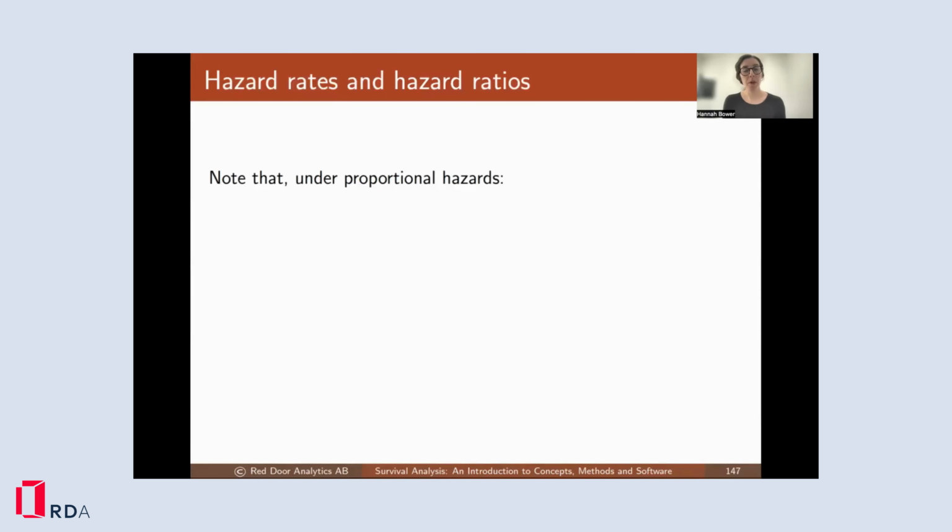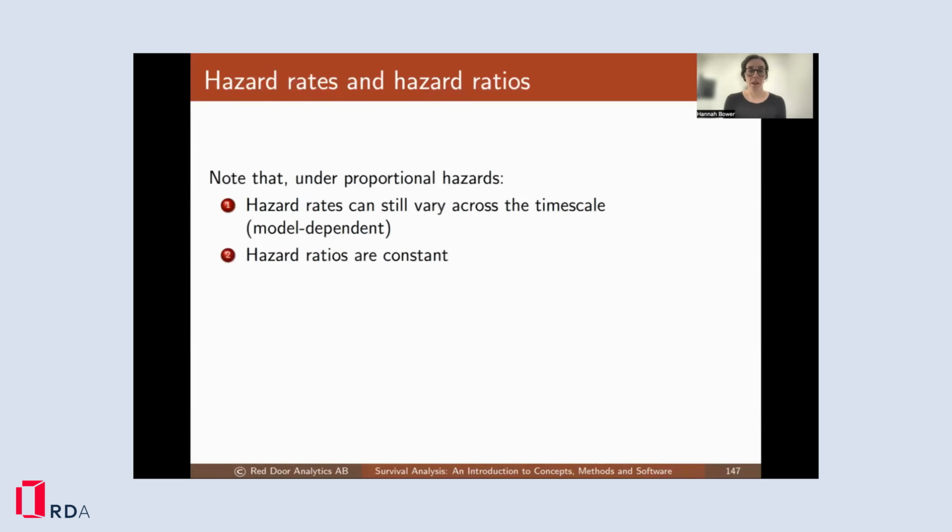So note that under proportional hazards, hazard rates can still vary across the timescale. And this is model dependent. So if you remember back to our section on parametric survival regression, we saw that in the Weibull model, the underlying hazard rates were allowed to change over time. They weren't constant across the timescale, but the hazard ratios were constant across the timescale. Hazard ratios are always constant under proportional hazards. This is basically what the proportional hazards assumption means.